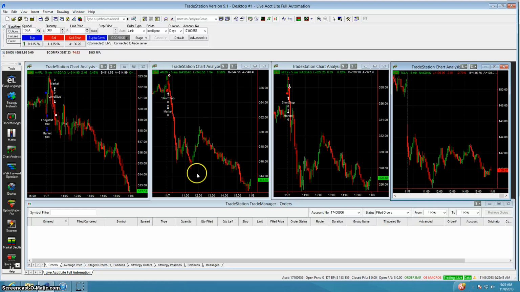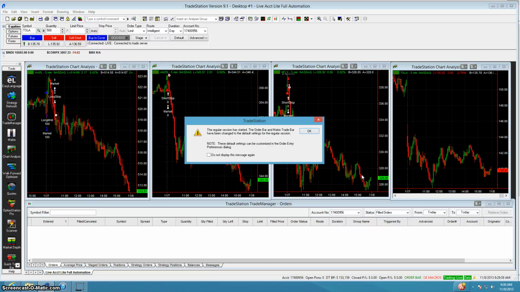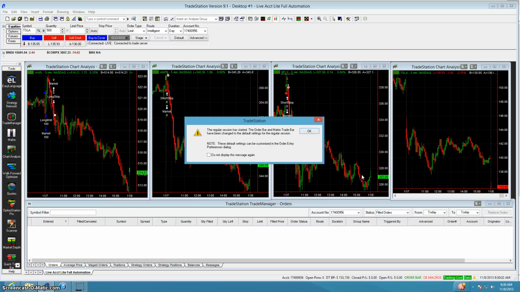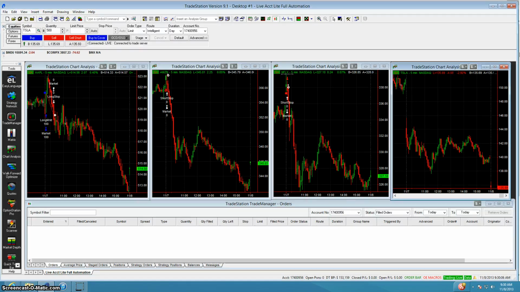Okay, we're about 20 seconds before the market opens here this morning on Friday, November the 8th, 2013. What you're going to hear is the opening bell of the market. If you have your sound turned on your computer, you'll catch that. There we go. So the market just opened. As you can see, each one of the charts has some price action going on.